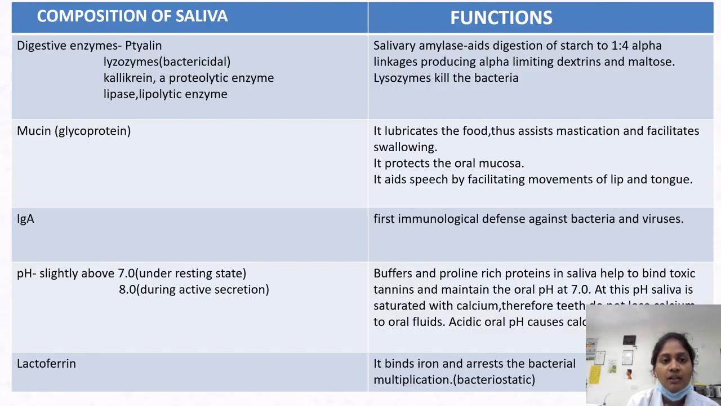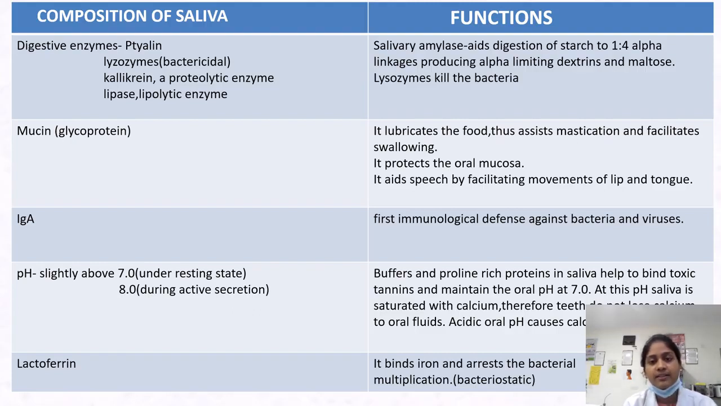Coming on to the composition of saliva, it consists of digestive enzymes such as ptyalin, lysozyme, which is bactericidal in action, kallikrein, a proteolytic enzyme, and lipase, a lipolytic enzyme. Ptyalin aids digestion of starch at 1:4 alpha linkages, producing alpha-limit dextrins and maltose. Lysozyme kills the bacteria. Mucin is a glycoprotein.